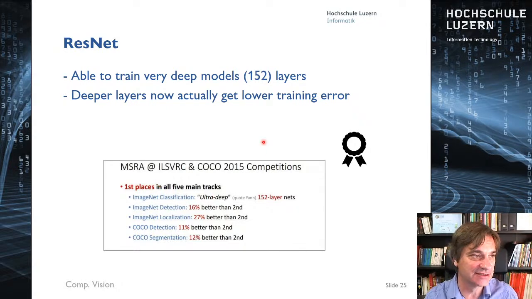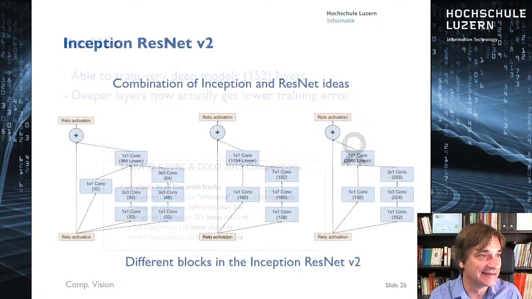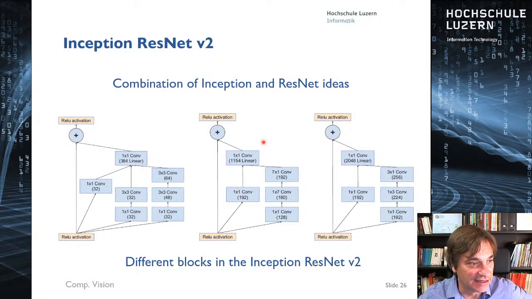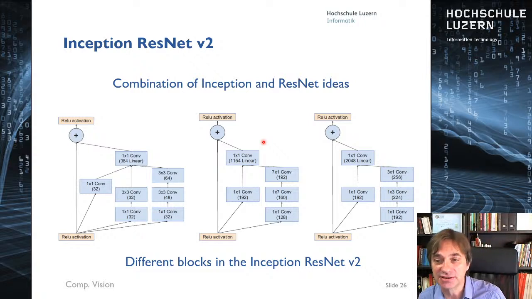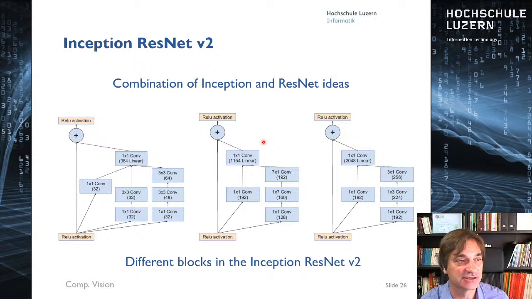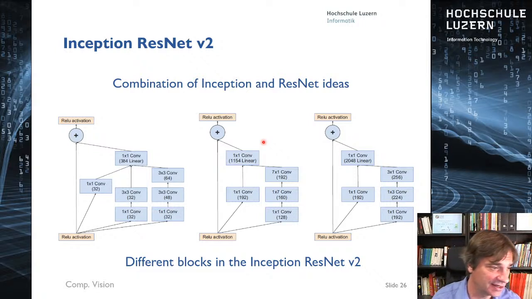Still today, this ResNet architecture is still used, and they also tried to incorporate it into the Inception architecture. So there is a combination of Inception architectures and ResNet ideas. From the Inception architecture, you have the idea to use different convolutions at the same stage and then concatenate them together. And for the ResNet, you have those direct connections here.